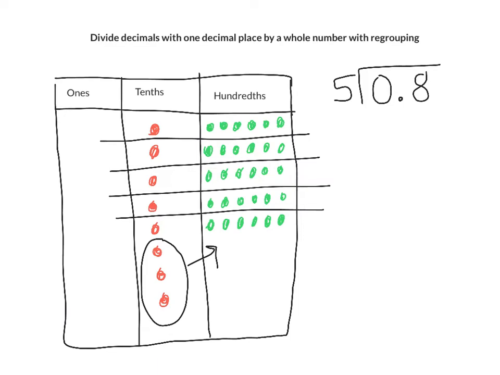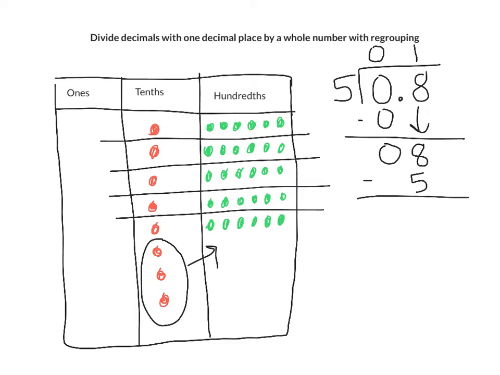We would start by dividing our ones, so we would do 0 divided by 5, which is equal to 0. 0 times 5 is equal to 0. 0 minus 0 is 0. Then we bring down our 8/10. 8/10 divided by 5 is equal to 1/10. So we're going to put a 1 up top. 1/10 times 5 is equal to 5/10. Now when we go and subtract, we're left with 3/10.